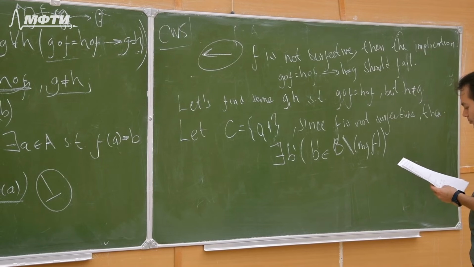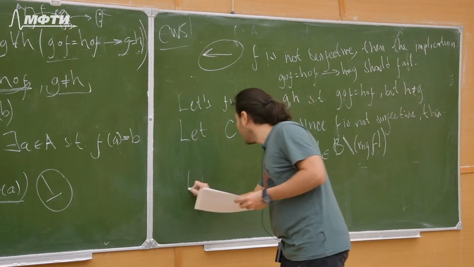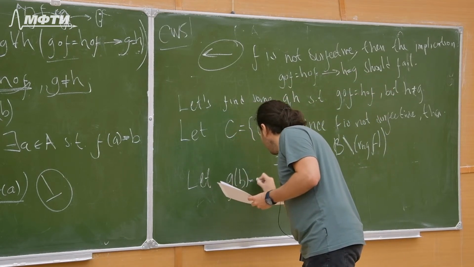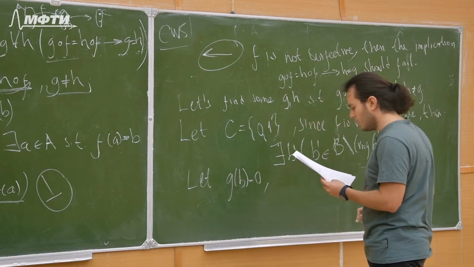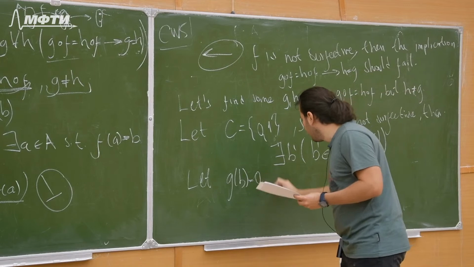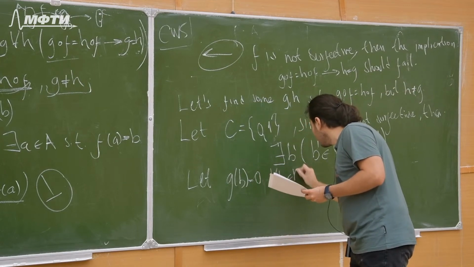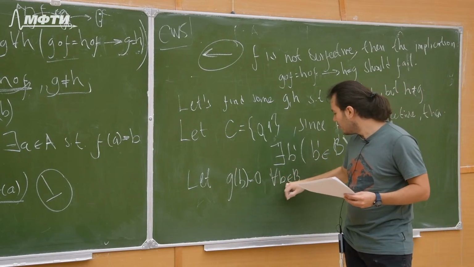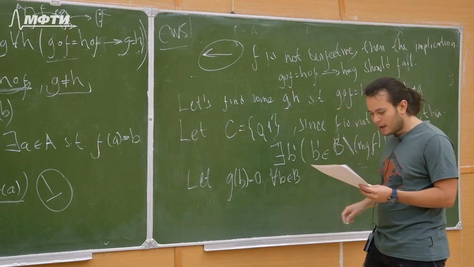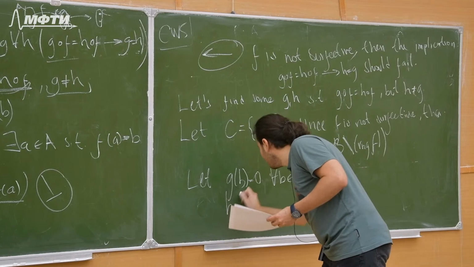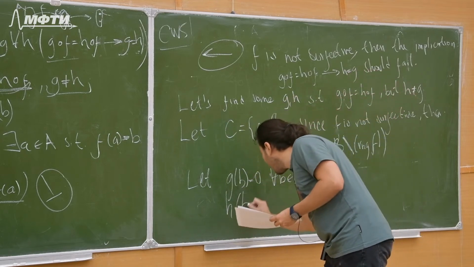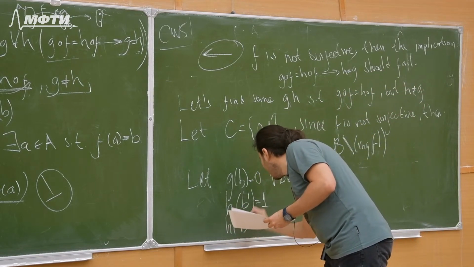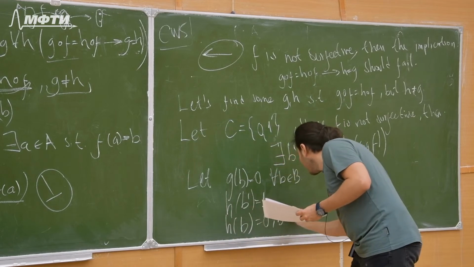Okay. And then let the following: let g of b be equal to 0 for all b in capital B. So the function g is going to be just for all b, there will be 0. And now the function h will be, for b prime will be 1, and for h of b will be 0 for all b different from b prime.